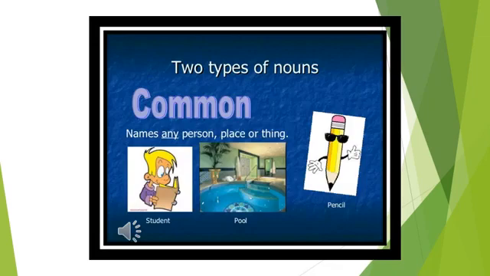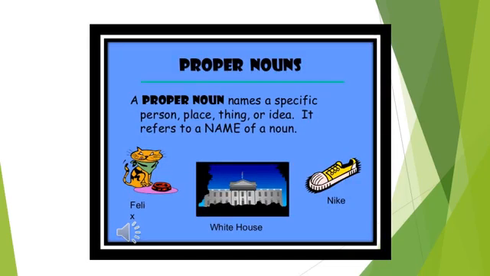The first one is common noun. What is a common noun? A common noun is a noun of any person's name, place, or thing. For example, pencil, book, building. It is very common, not a specific one. The second one is proper noun. What is a proper noun? It is a type of noun that deals with a specific person, place, thing, or idea. If I talk about a boy whose name is Ali, Ali is a proper noun. If I talk about a building and that building is the White House, it means that building is a specific one. If I talk about shoes, and the shoe brand is Nike, it is also a proper noun.